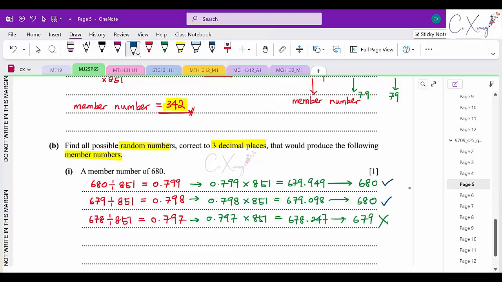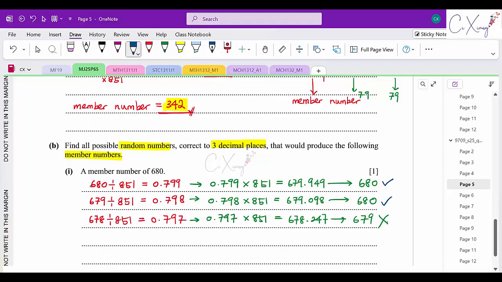Correct or not? Okay, so maybe you ask how I know that I need to try one number smaller than 680, to check whether I get the member number 680 or not. The reason is that the value that we get here should be a long value, but we cut it short to 3 decimal places. So when you multiply the 3 decimal places answer with 851, you might get back the rounded-up integer, which is 680. Therefore, I try the trial and error. Basically, I'm using the trial and error method.